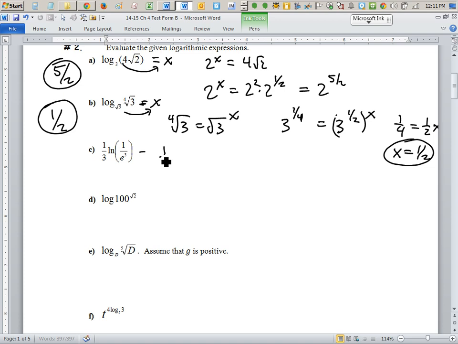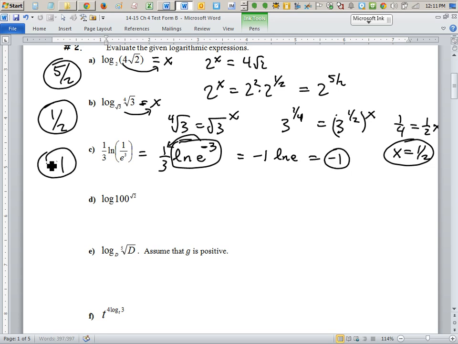This one, you might want to rewrite that 1/e cubed as e to the -3. And ln of e to the -3 is -3. Or if you want to, you can bring this -3 out front, and you get -1 ln e. Ln e means what power of e is e? So that's, of course, 1. So the answer is -1.